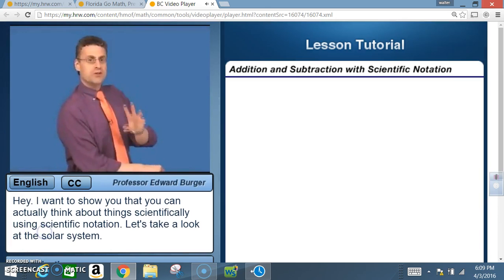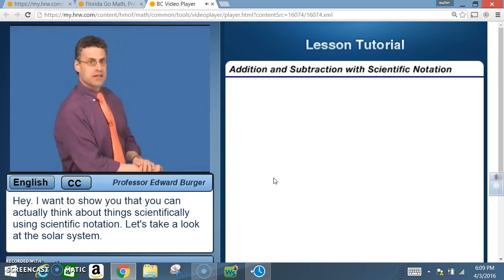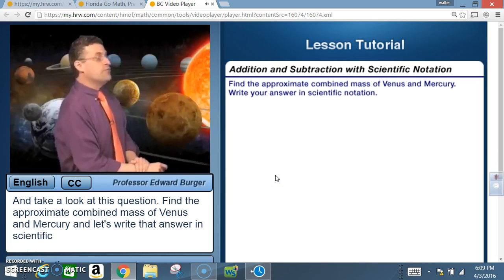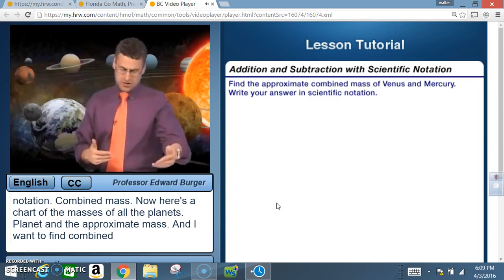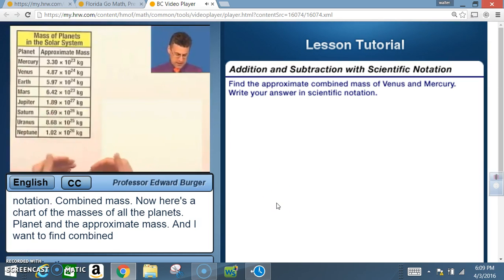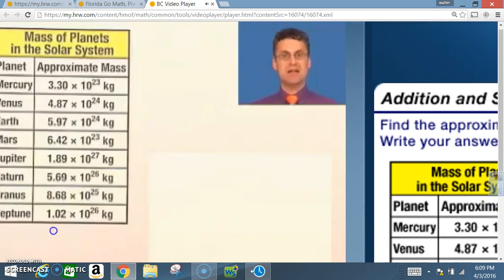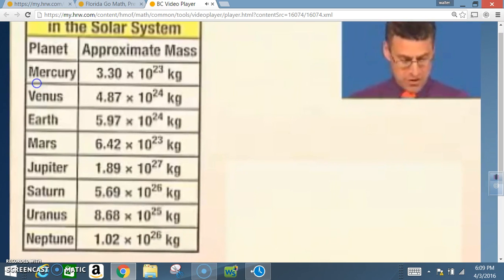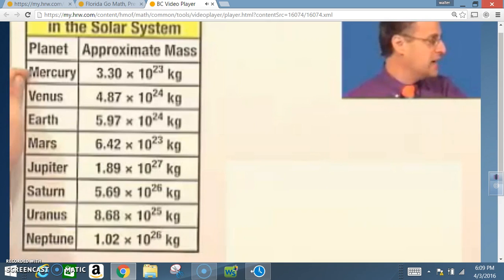Hey, I want to show you that you can actually think about things scientifically using scientific notation. Let's take a look at the solar system and this question. Find the approximate combined mass of Venus and Mercury, and let's write that answer in scientific notation. Combined mass. Now here's a chart of the masses of all the planets, and I want to find the combined mass. That is a math-speak way of saying adding. So I want to add up the mass of Mercury and of Venus.